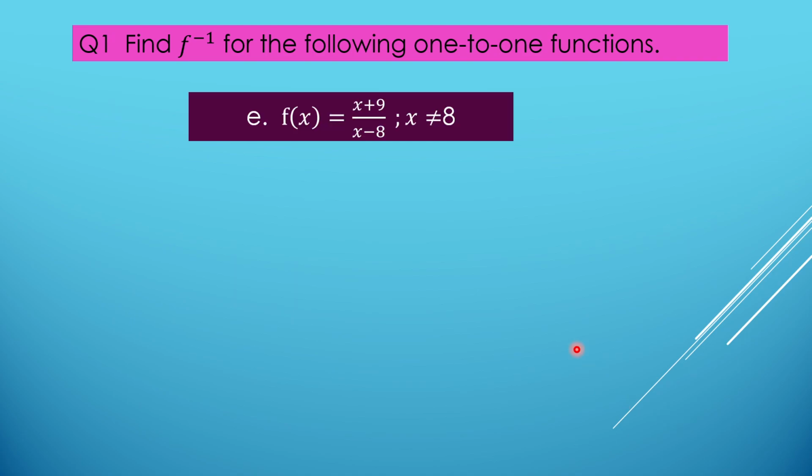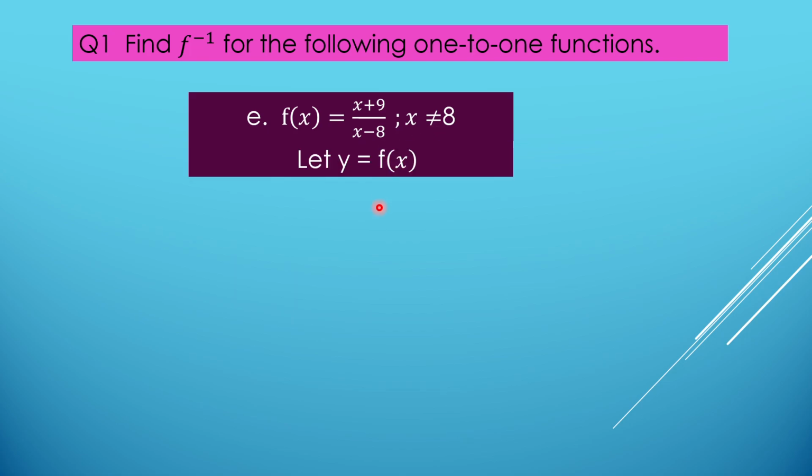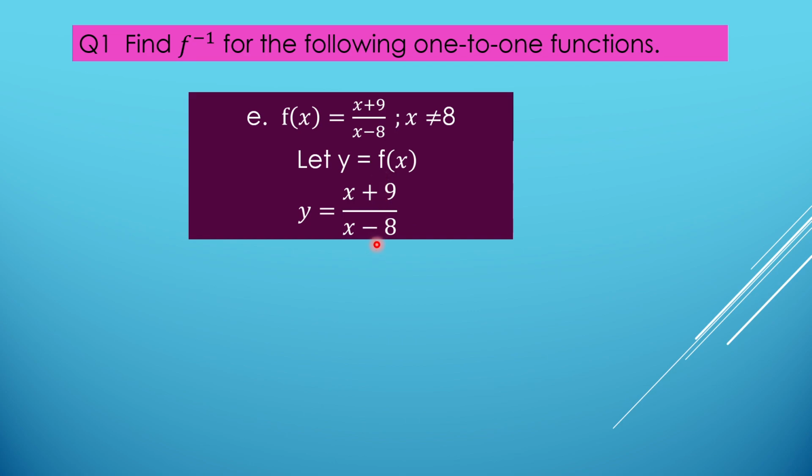Let's move on to question E. Given f(x) equals x plus 9 over x minus 8. The remark, x not equals to 8. As the first step to find the inverse, let y equal f(x). Therefore, you have y equals x plus 9 over x minus 8.